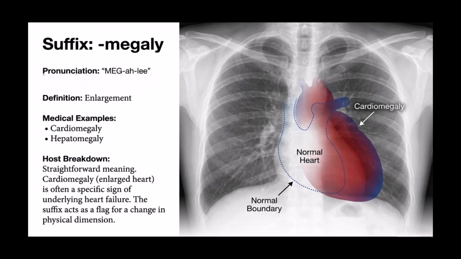Okay, next is megaly. Definition: enlargement. So we have cardiomegaly, enlarged heart, and hepatomegaly, enlarged liver. And usually when an organ has a megaly, it's a bad sign. It means it's working too hard or it's diseased.